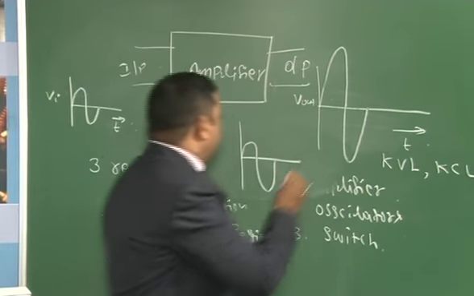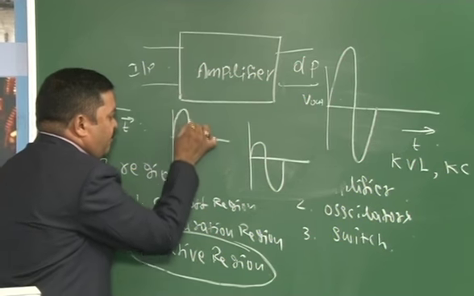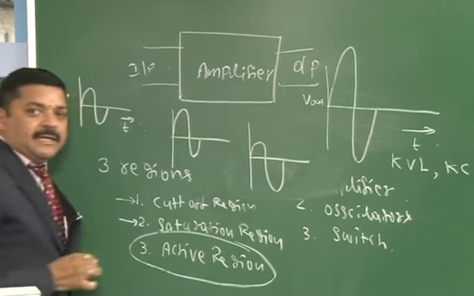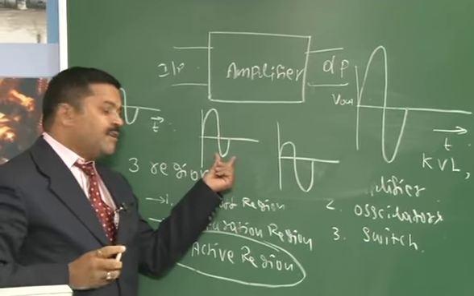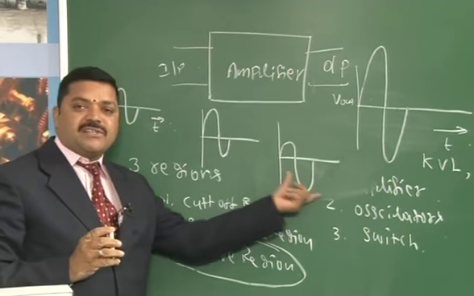Similarly, one more way we get is the positive half will be more and the negative half will be less. Then also faithful amplification has not taken place. So, unfaithful amplification has taken place.